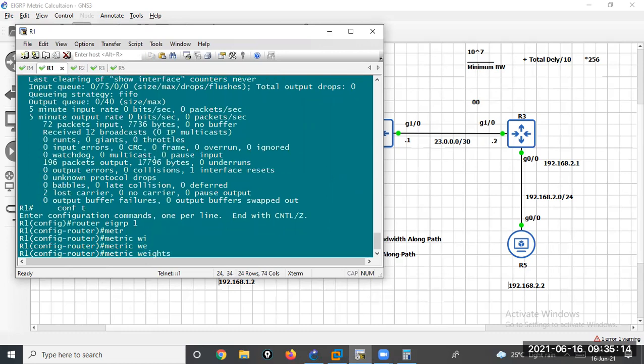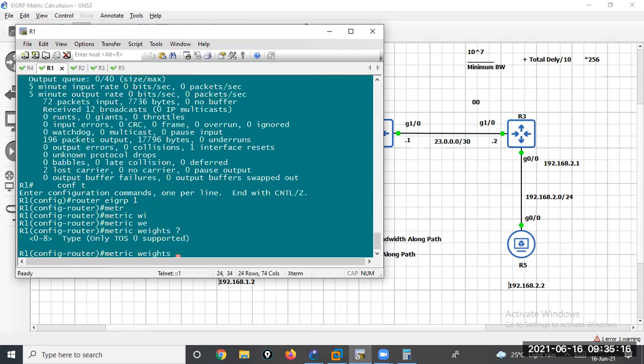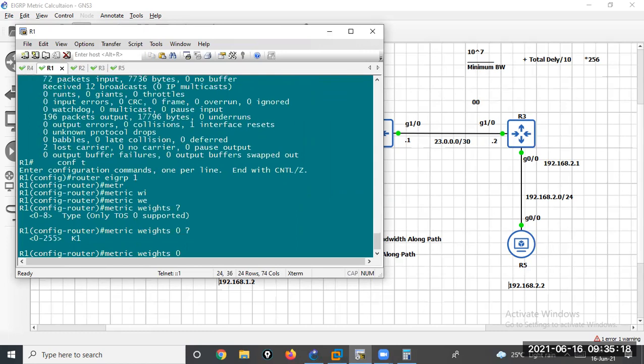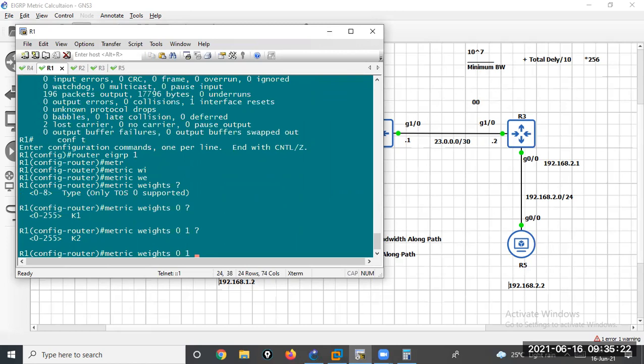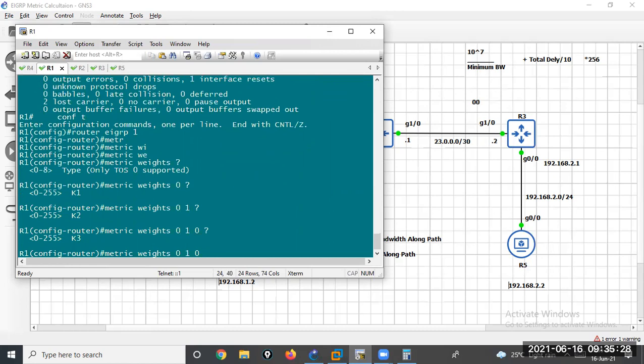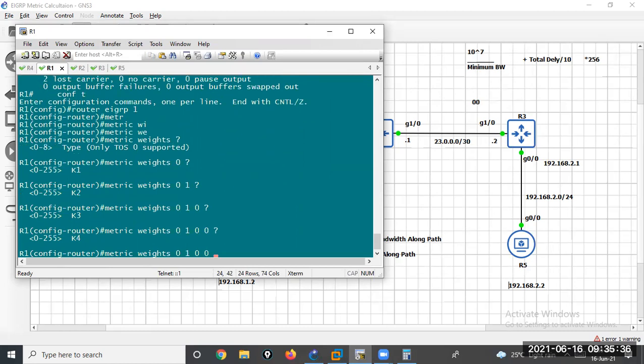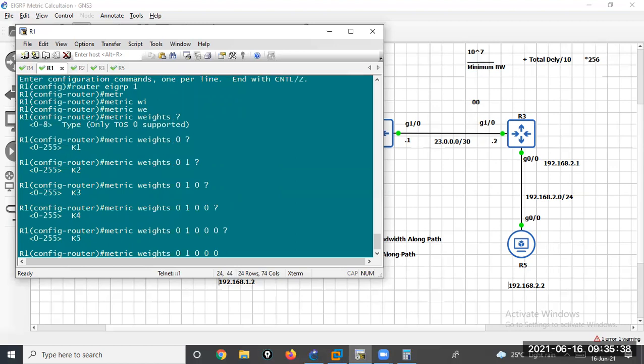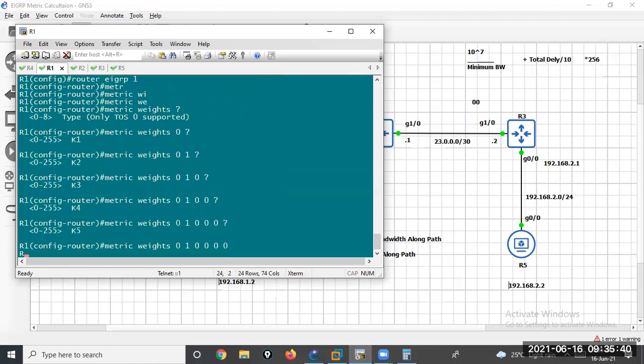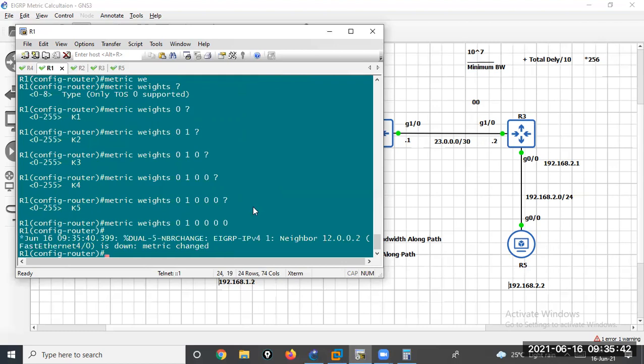Metric weights. The first is the TOS value, which is 0. The next one is K1, which means bandwidth, so I am putting 1. The second value is load, and I don't want to use load, so I use 0. The next one is K3, delay. I don't want to use delay either, so I give 0. The fourth is reliability, 0, and the last one is MTU, also 0.